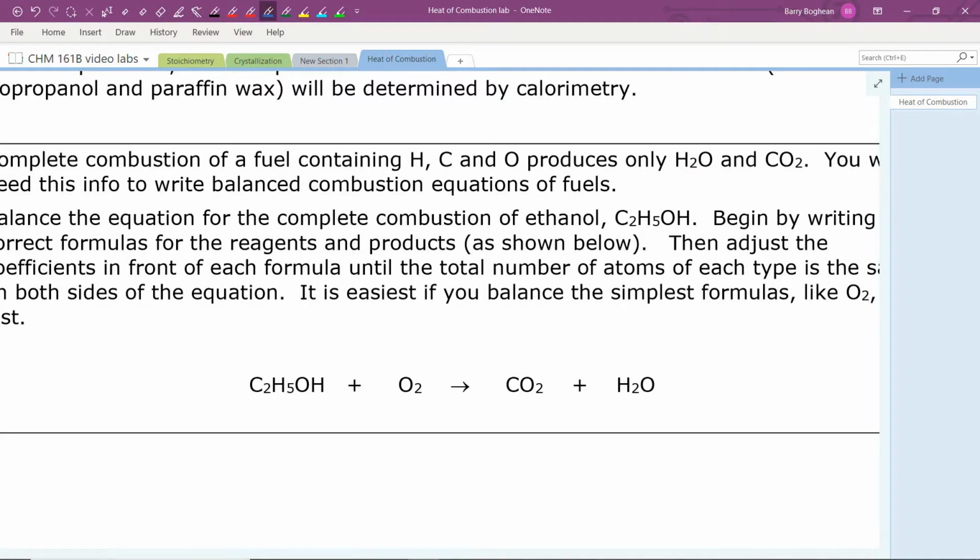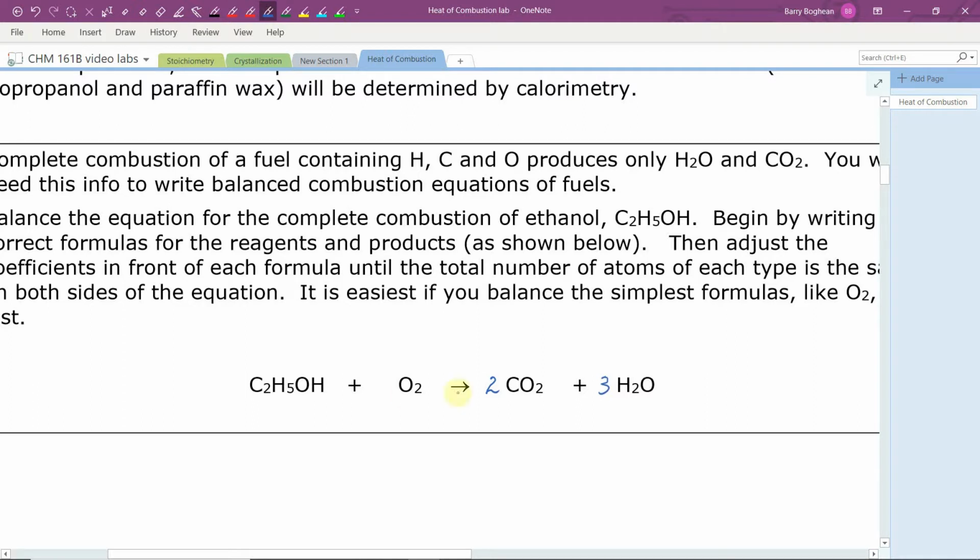Let's start with ethanol. Ethanol has two carbons. Carbon dioxide only has one. Put a 2 in front of CO2 and carbon is now balanced. We have a total of 6 hydrogens on the left, 2 on the right. Coefficient of 3 makes those equal.